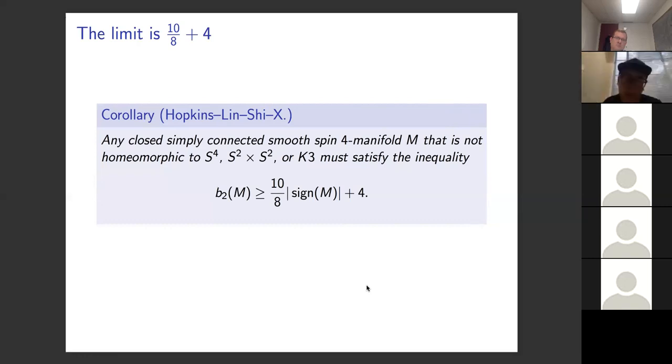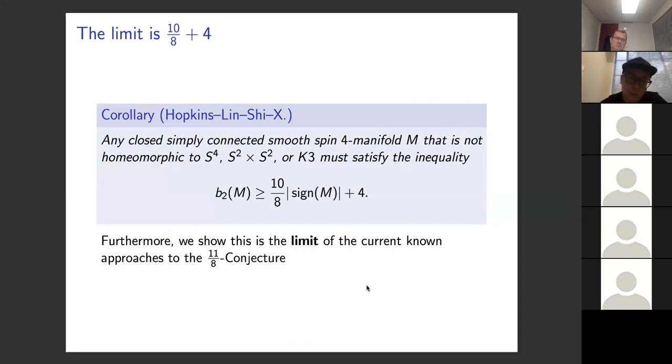But that's not the only point of this statement. We will further show that this is a limit of the currently known approaches to the 11/8 conjecture, in a sense I will explain later on, in terms of the Pin(2)-equivariant Bauer-Furuta invariant. Okay, I'm not saying the 11/8 conjecture is not true. I'm just saying that with currently known approaches, this is the limit we can prove.